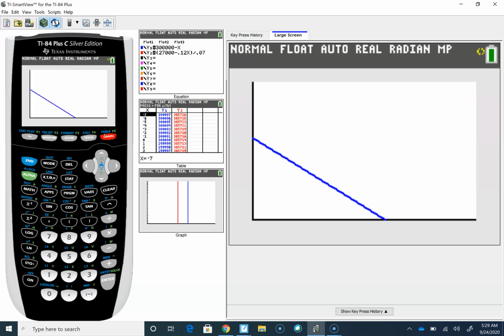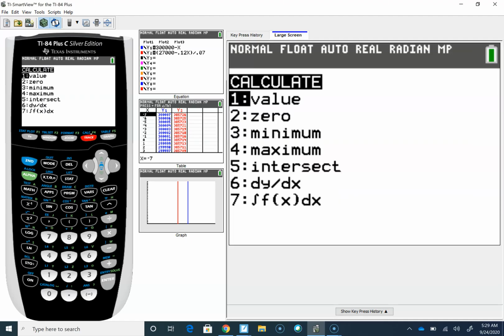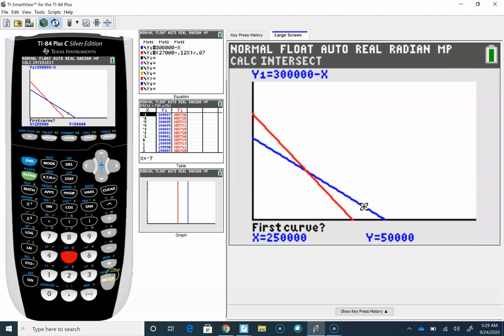And then I'm going to graph that. And if I don't see the intersection, I need to change my window. And in my case, I do. So I'm going to calculate the intersection. I'm going to let my smart bug do the hopping here for me. And I end up with 120,000 and 180,000.